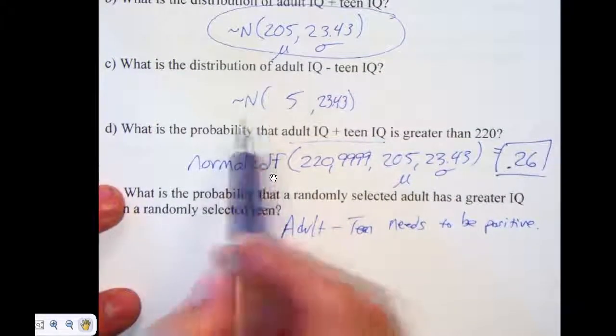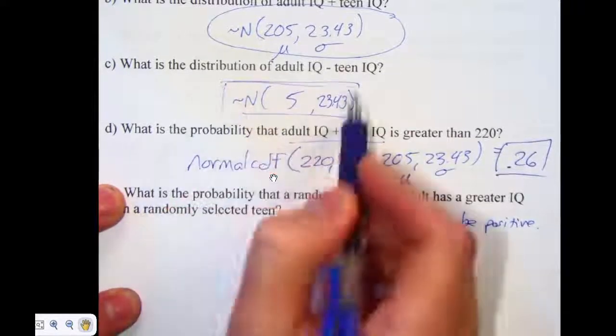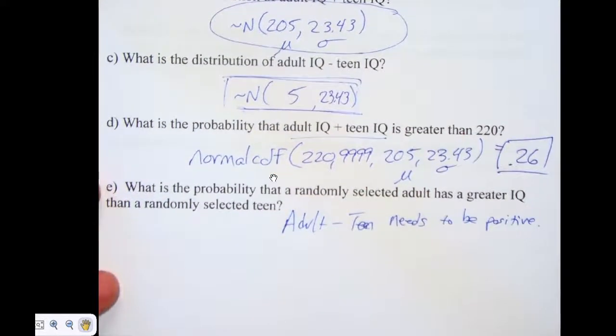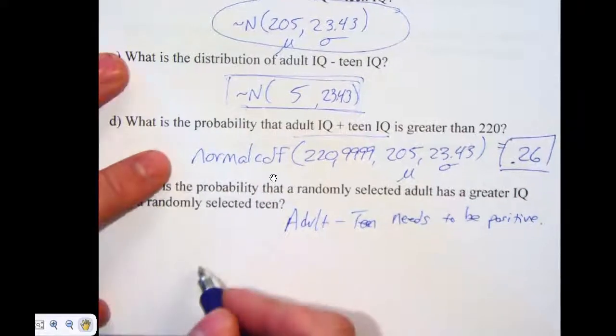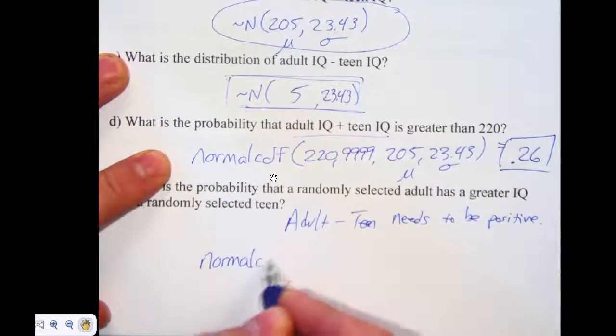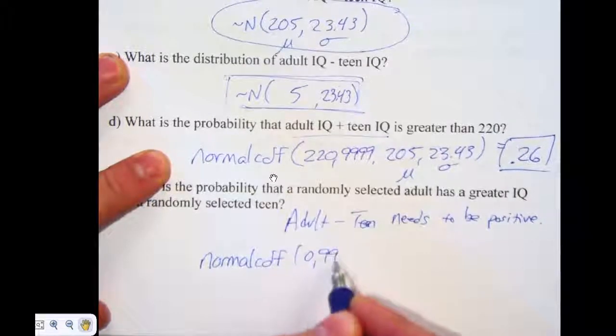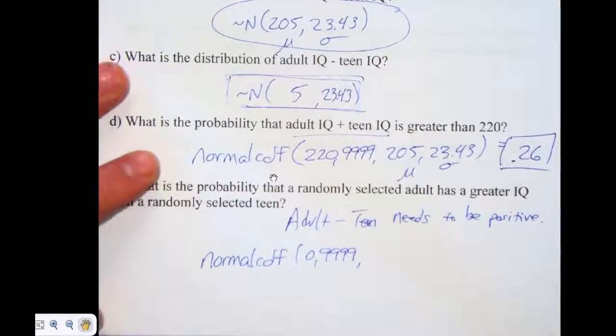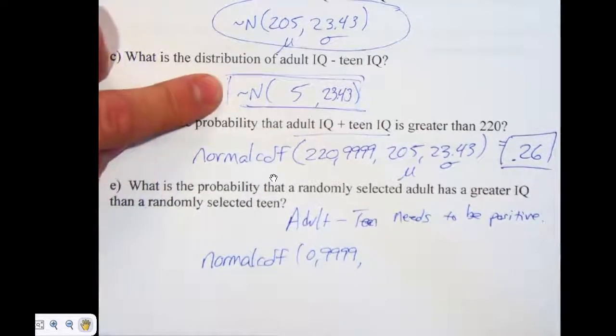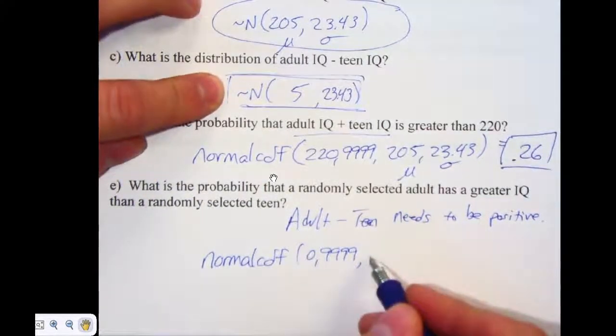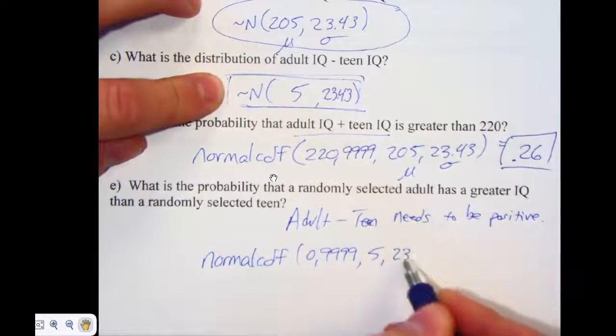Well, this was adult minus teen. This is the distribution right here. I want that to be a positive number. What numbers are positive? Between what and what? Between 0 and 9999 or infinity, right? So, I'm going to go normal CDF from 0 to 999 of the adult minus the teen, which gave me 5 and 23.43.